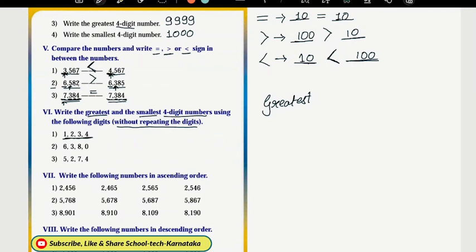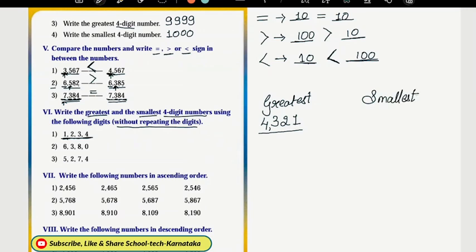We have 4. So we write 4. From the remaining 3, the greatest number is 3, and the remaining 2 we have 2, 1. With these numbers, we have got our greatest 4-digit number. It is 4321.